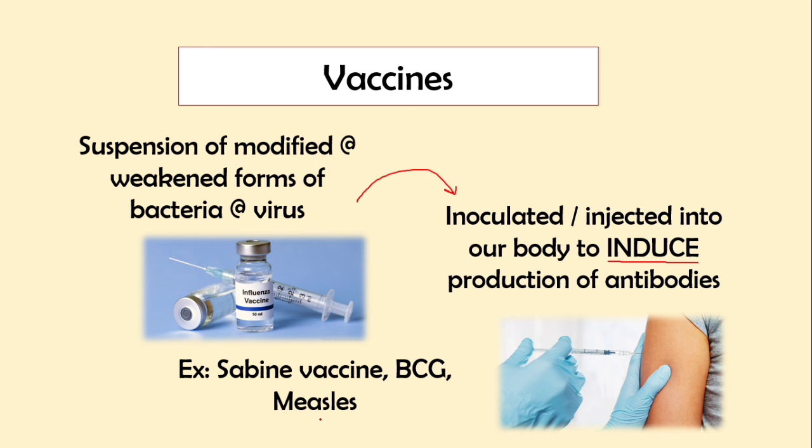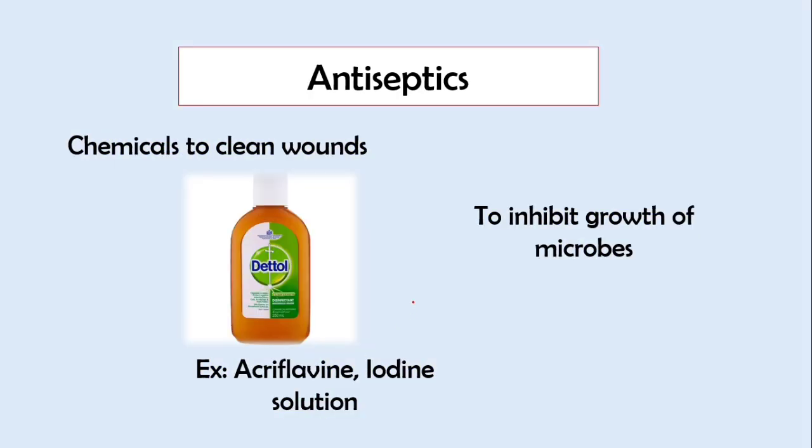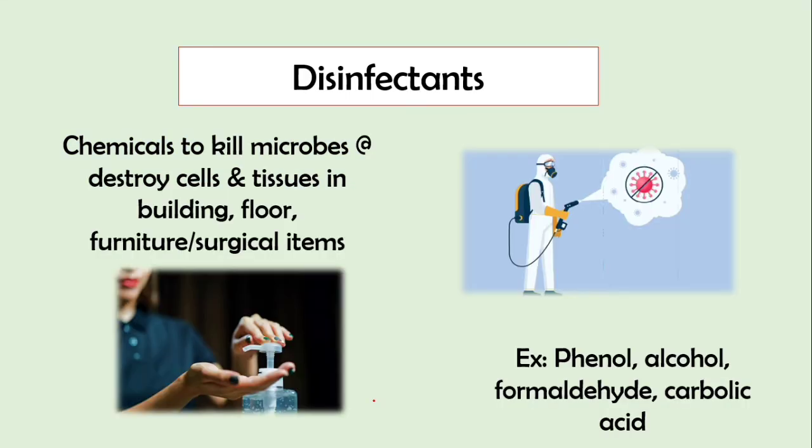Measles is campak. Antiseptics are chemicals to clean wounds by inhibiting the growth of microbes, such as iodine, the common iodine solution you usually use. Disinfectants are chemicals to kill microbes or destroy cells and tissues in buildings, floors, furniture or surgical items, such as phenols, alcohols, formaldehydes, carbolic acid, as well as, a simple example, your sanitizer.